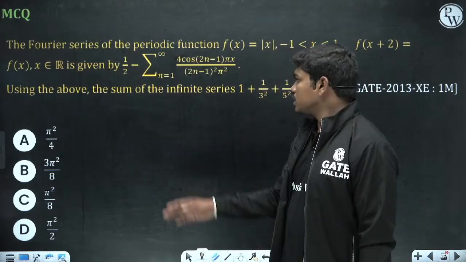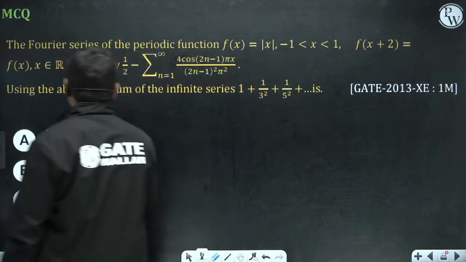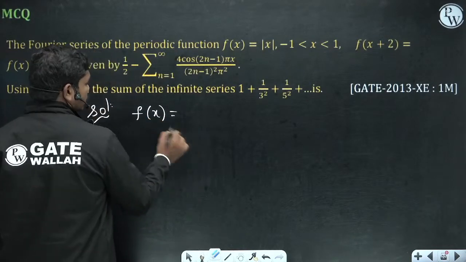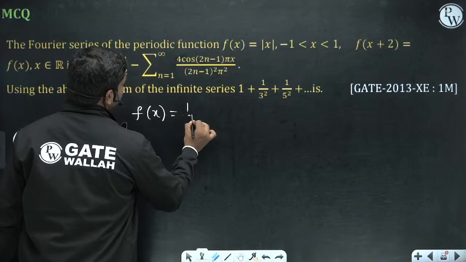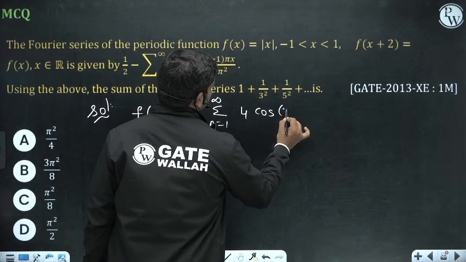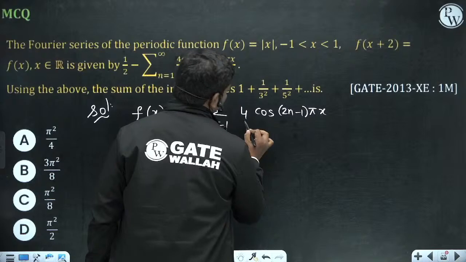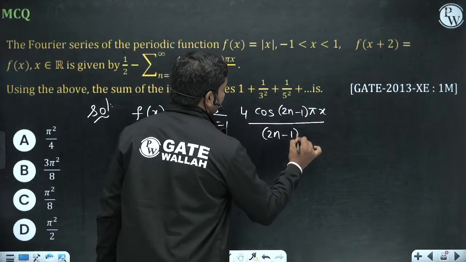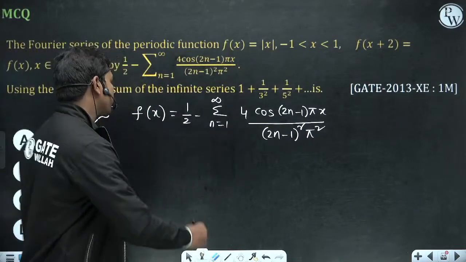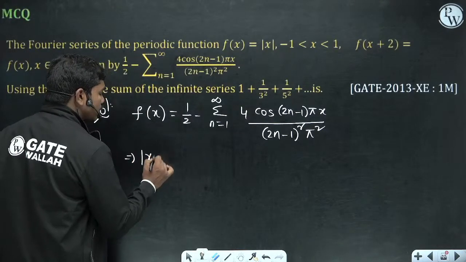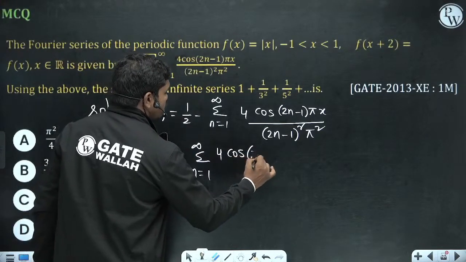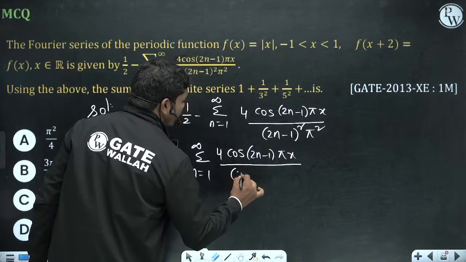So please type in the chat box what is the answer of this. Look, they have given the Fourier series expansion of f of x, which is mod x. f of x is equal to half minus sigma n equal to 1 to infinity 4 times cos (2n minus 1) pi x by (2n minus 1) whole square pi square. So this is pi square actually here. Now, this function f of x is mod x. So mod x is equal to half minus sigma n equal to 1 to infinity 4 cos (2n minus 1) pi x by (2n minus 1) whole square pi square.